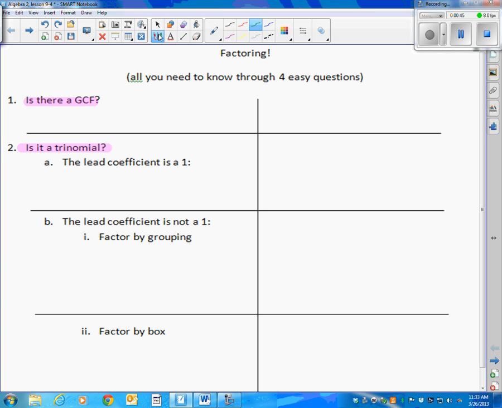So let's look at our first question. Is there a greatest common factor? What we're looking for is a problem similar to 3x squared plus 6x. Right? Is there a greatest common factor? Well, yes, I can see there's a 3 can go into both terms, and x can go into both terms.